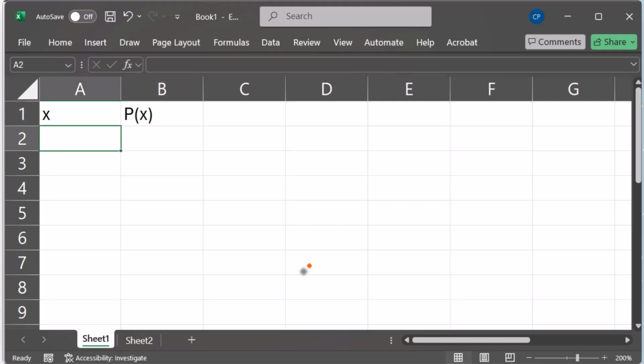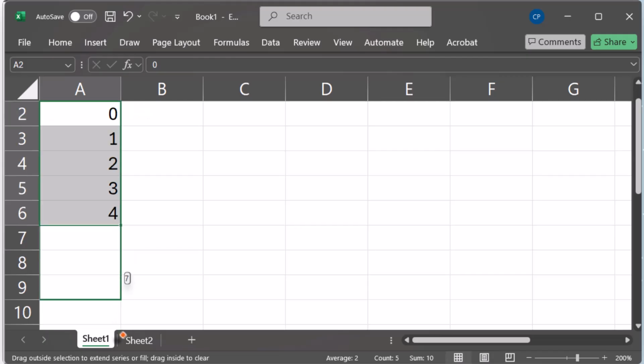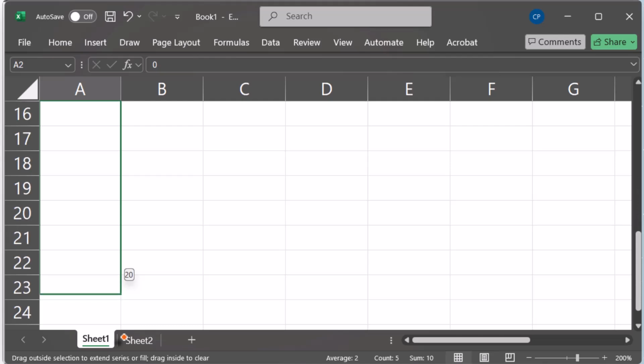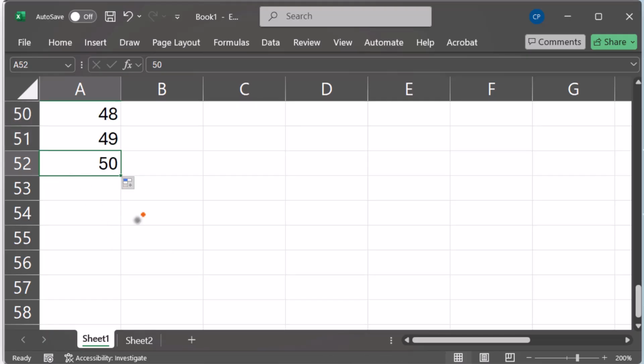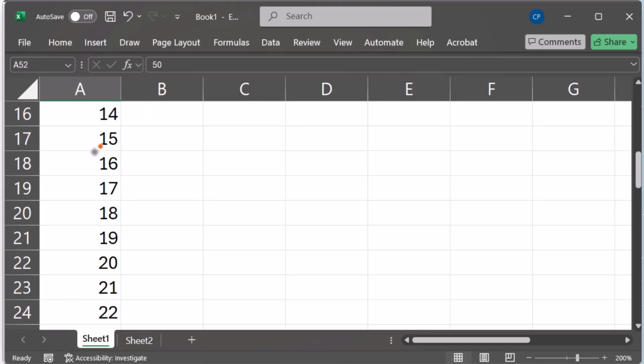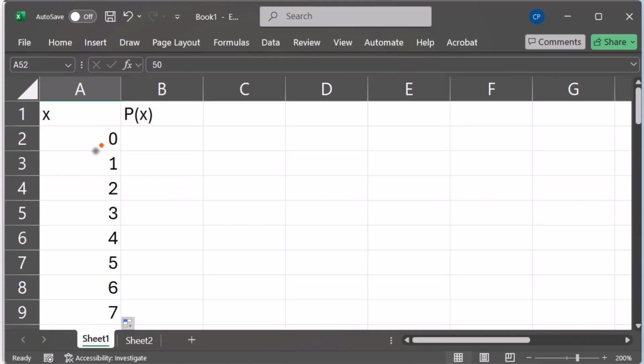My x column is all the possible outcomes for this random variable, which in this case is the numbers 0 through 50. I'm going to type in here 0, 1, 2, 3, 4, and rather than typing all of these numbers, if I highlight this range and grab the bottom right-hand corner, Excel will continue this pattern, and I can drag this all the way down until I get to 50. That would be in row 52 here. So now I have all the numbers from 0 to 50.